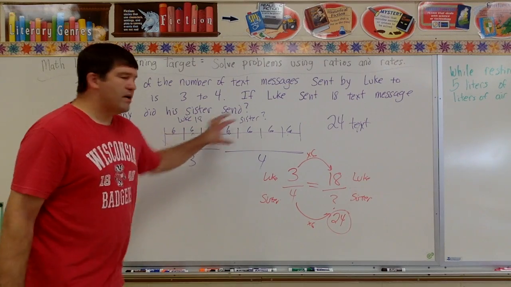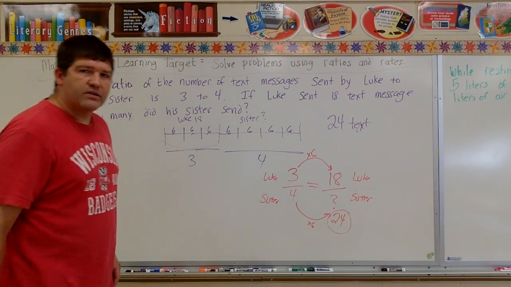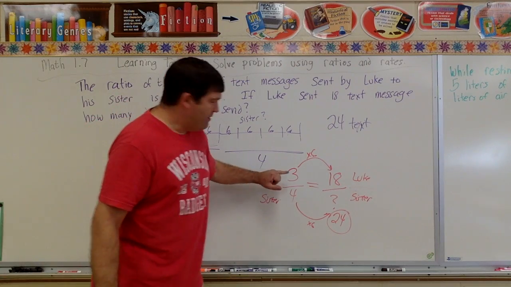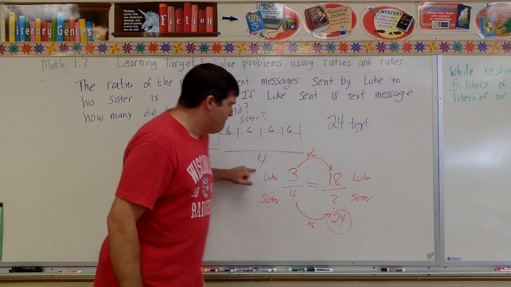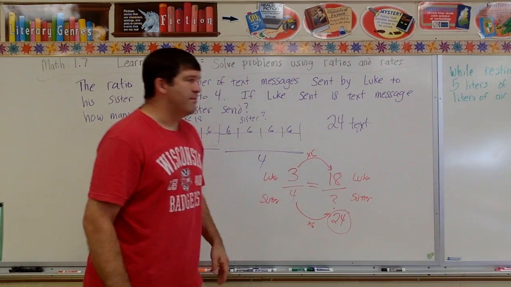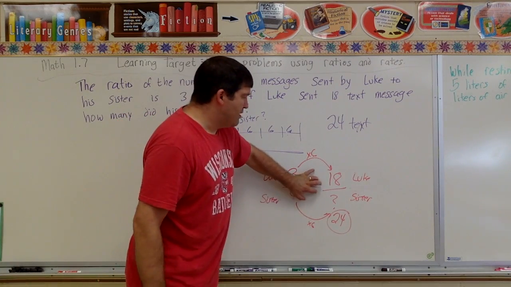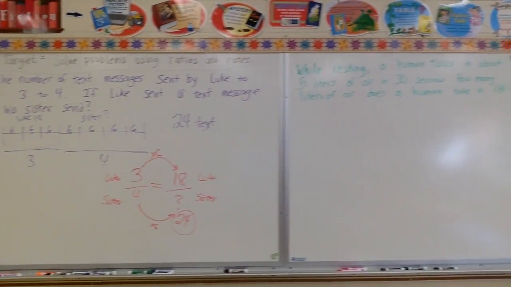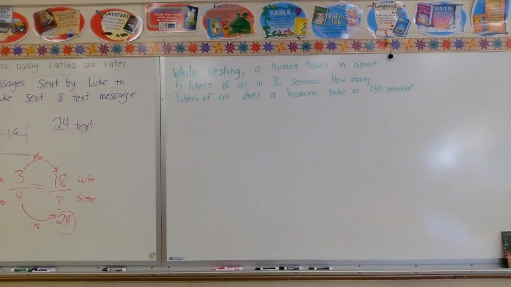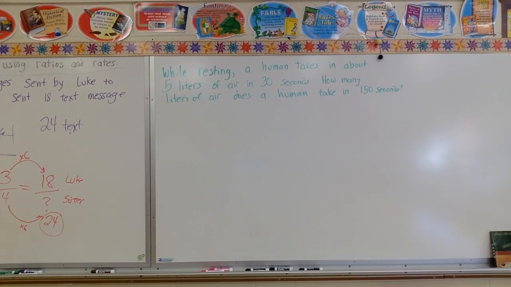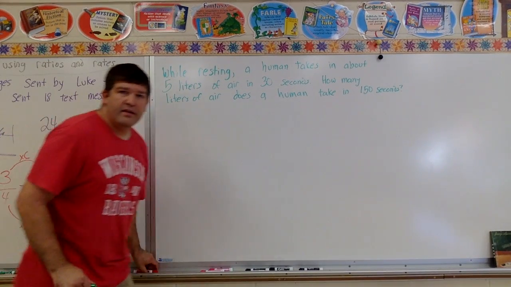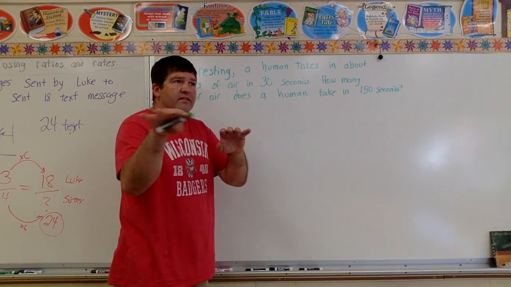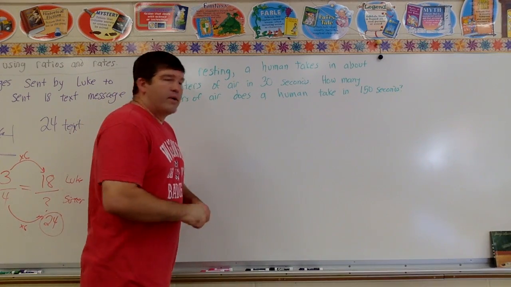So you can either do a bar graph where you break it apart and take your time, or you can set it up as a fraction. Just make sure you have Luke on top for both, and the sister's the same on that. We're going to do another one like this over here. I prefer setting it up like a fraction. It makes sense to me as long as everything's lined up in the right way.